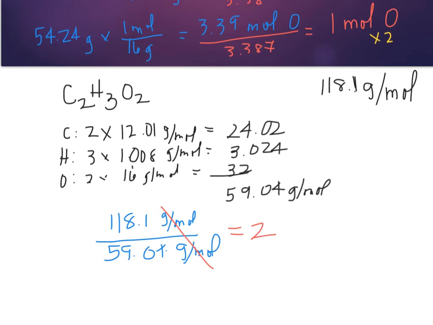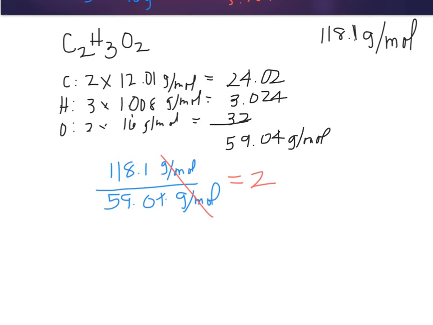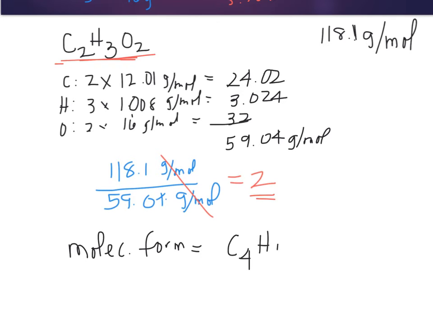So what that means is I'm going to take my empirical formula, which was C2H3O2, or this right here, and I'm going to multiply all those subscripts by this multiplier of 2. So my molecular formula then, so I'll put molecular formula, is going to become C4H6O4. And this is the molecular formula.